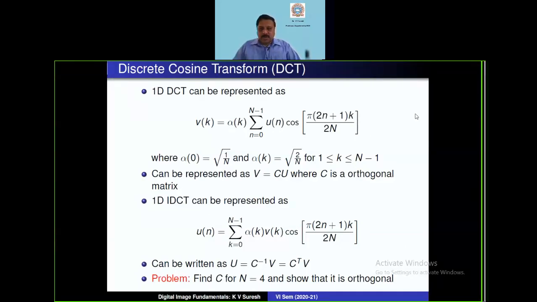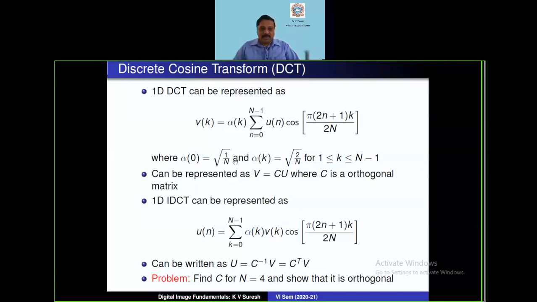So in the last class, we introduced ourselves to another image transform called the discrete cosine transform. What we notice here, if you carefully observe, is that the basis function is actually a real term. That means you will not have any imaginary term. And I also told you in the last class, if there is a real term, then the number of multiplications will be less compared to the complex basis functions.